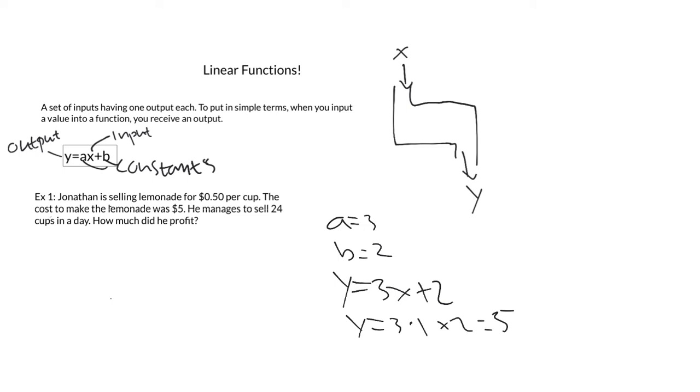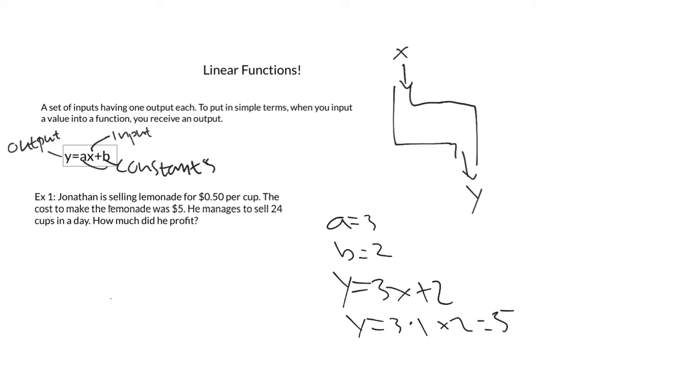So let's take an example here. Jonathan is selling lemonade for 50 cents per cup. The cost to make the lemonade was $5. He manages to sell 24 cups in a day. How much did he profit?